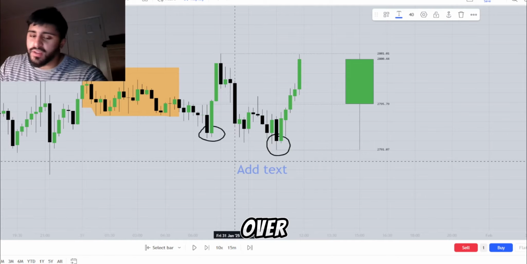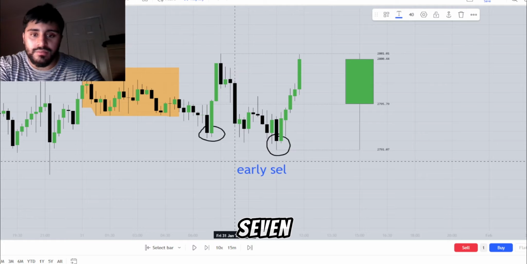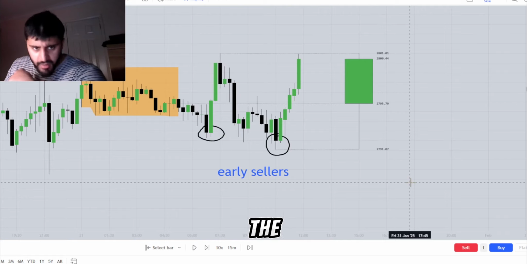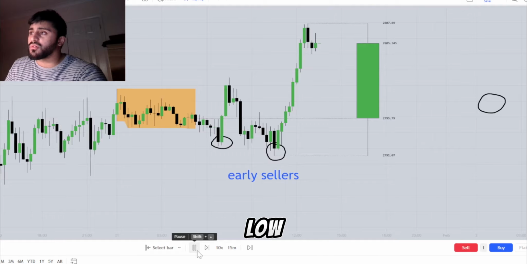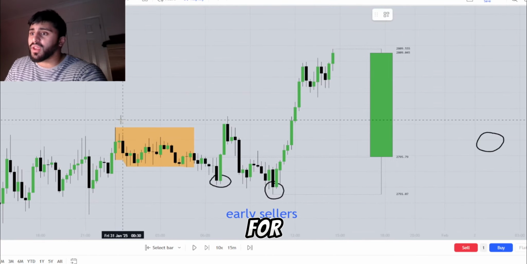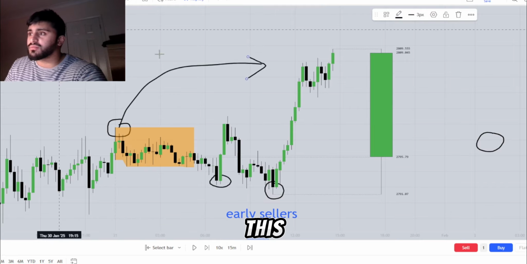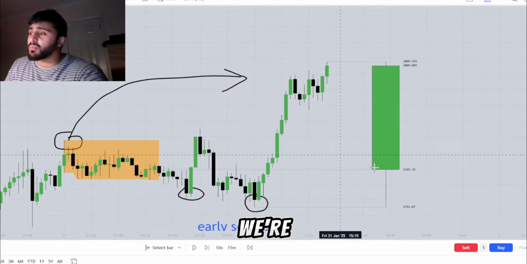So we have our text over here. This is the enticement of early sellers. This is what entices early sellers into the market, and the way we can see that is because price has taken out the Asian range low. When price takes out the Asian range high, this is where we begin to look for a potential setup. So price has taken out the Asian range high just like this. Now that we're above the Asian range high, what this means by default is we're above the daily opening.